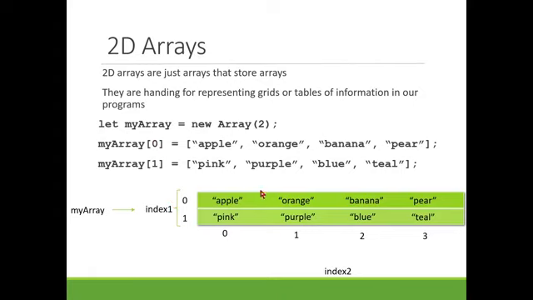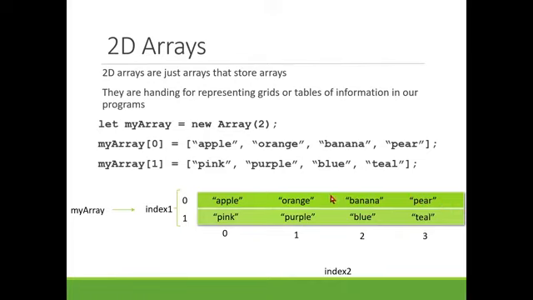So let's create a small 2D array here. Let myArray equal new Array(2). We're going to make the first element of this an array of fruits: apple, orange, banana, pear. And myArray[1] equals pink, purple, blue, teal, some colors. In this case, we get the result down here where myArray refers to the whole thing. myArray[0] refers to this whole inner array. This is an array inside of an array.